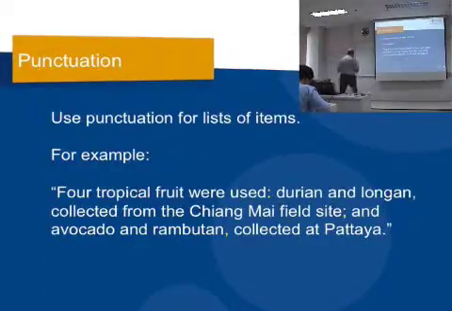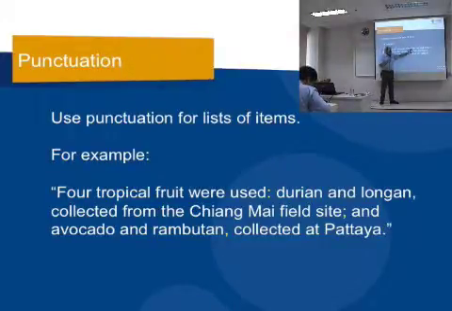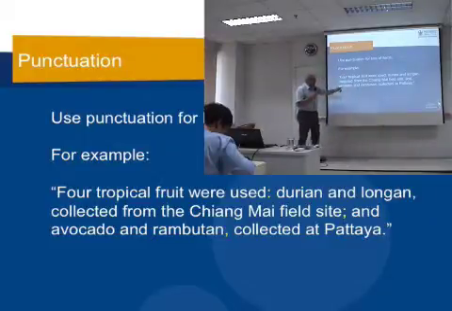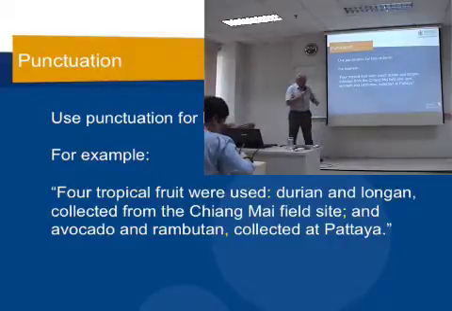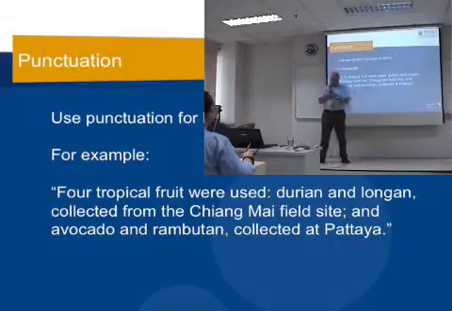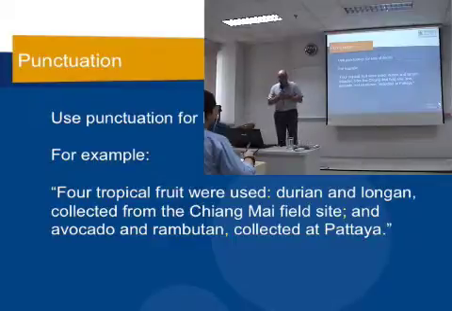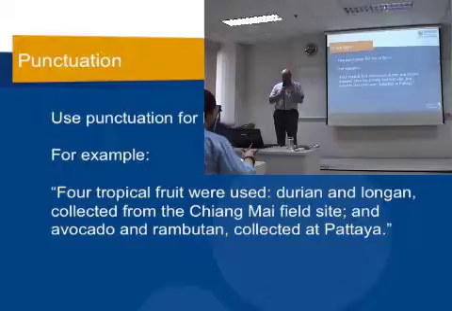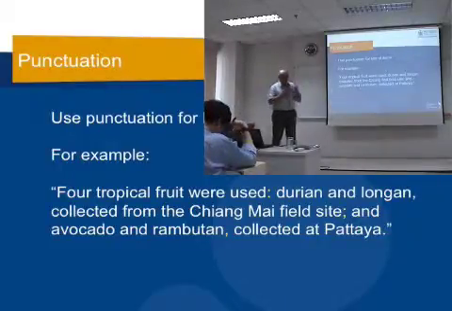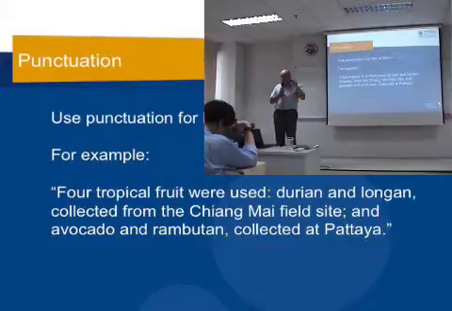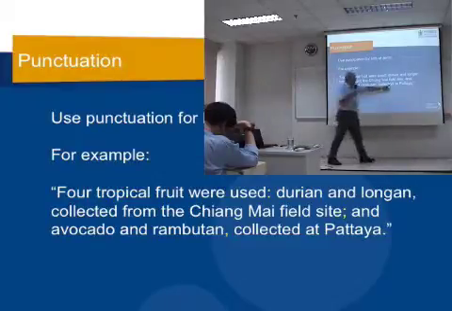Punctuation, difficult for you, I know. 4 tropical fruit were used. Colon, durian and longan, collected from the Chiang Mai field site, semicolon, and avocado and rambutan, comma, collected at Pattaya. I can't give you an English lesson now, but there we have colons, semicolons, and commas, breaking up the flow of information.